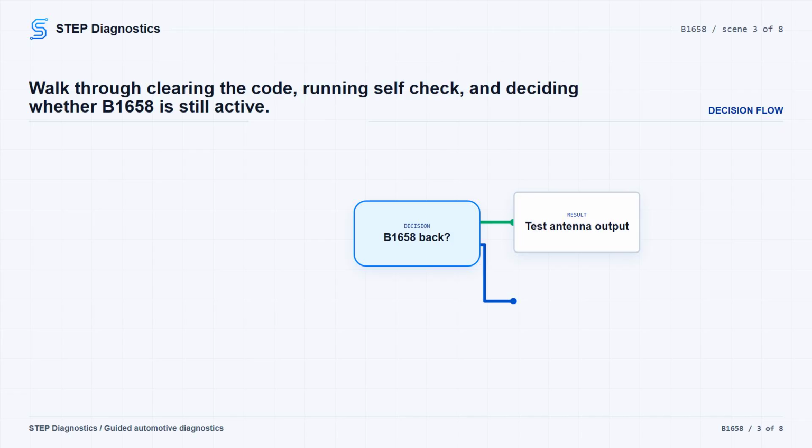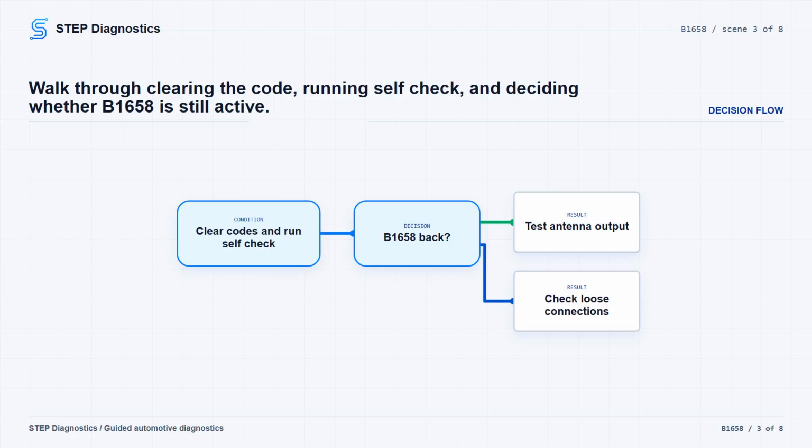Start with the basic system checks. Clear the DTCs with the HDS. Then select the keyless access control unit from the one-push Start System menu, enter Self-Check, run the self-check, and check for DTCs again. If B1658 comes right back, continue to the rear bumper antenna circuit test.